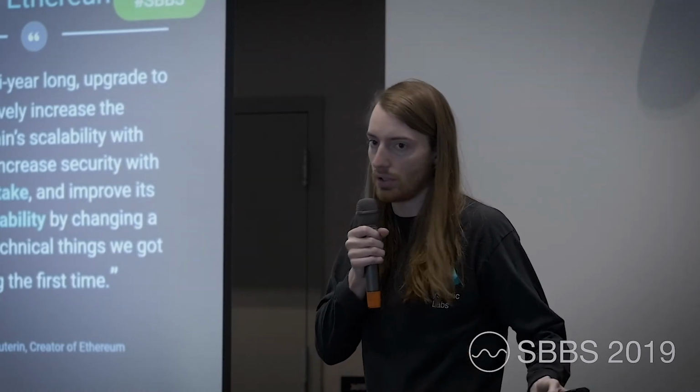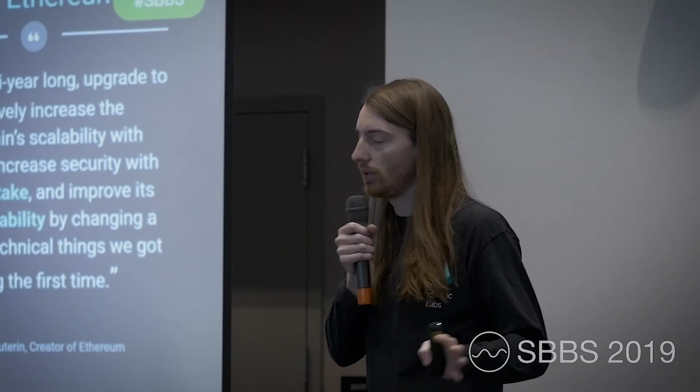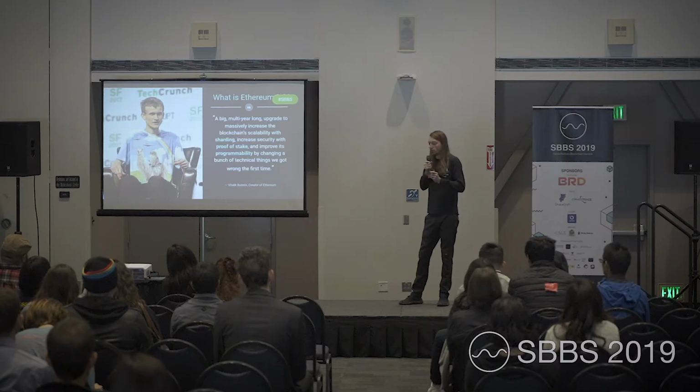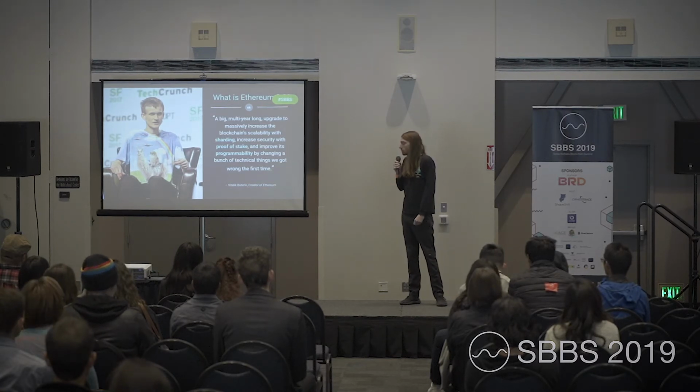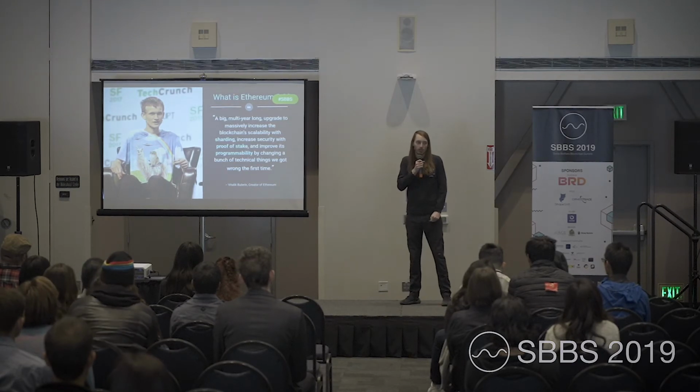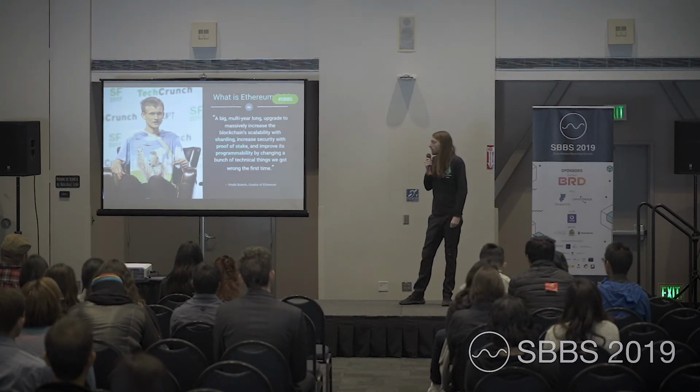So what he's describing here is rewriting everything. We're starting over, all the code, we're redoing everything. We're introducing sharding, which is a form of horizontal scaling. It's popular in database architecture. We're introducing proof of stake, which is another way to reach consensus. And we're changing the virtual machine, which is how everything works.